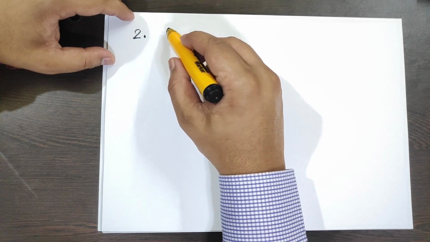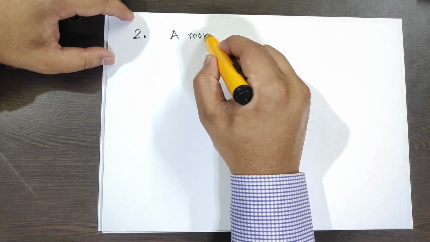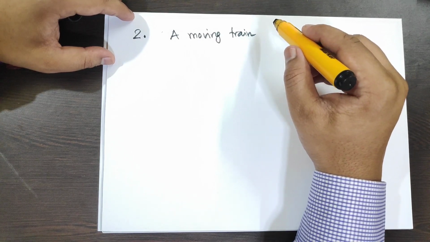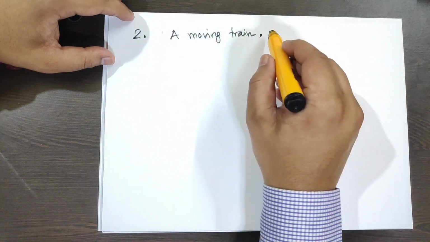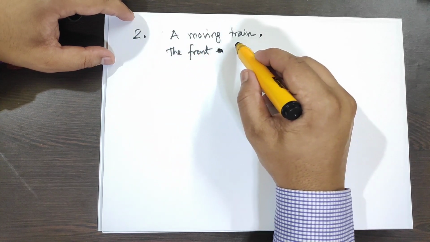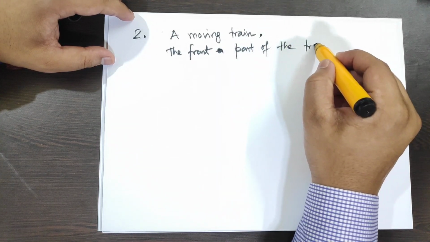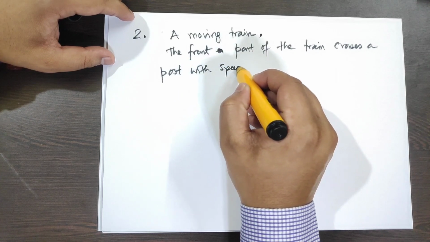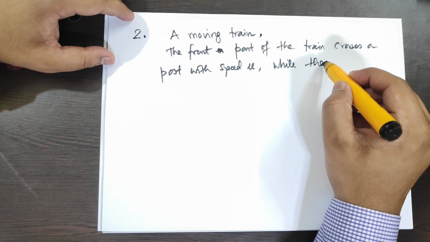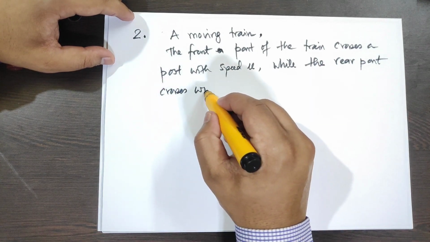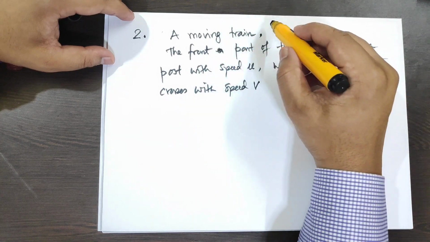In the problem it is given that a moving train, the front part of the train, crosses a post with speed u, while the rear part crosses with speed v. Okay, what was I trying to write here?